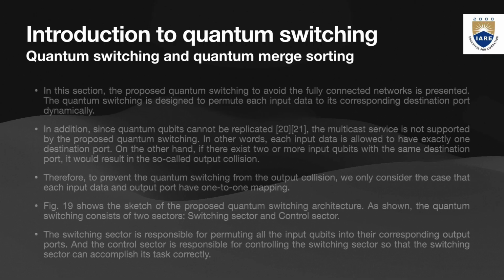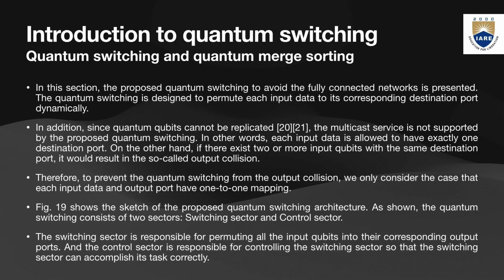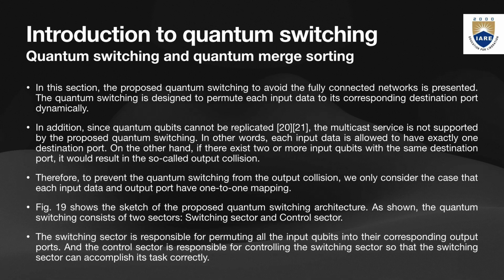So now let's talk about the introduction of quantum switching. In this section, the proposed quantum switching to avoid fully connected networks is presented. The quantum switching is designed to permute each input data to its corresponding destination port dynamically. In addition, since qubits cannot be replicated, the multicast service is not supported by the proposed quantum switching.